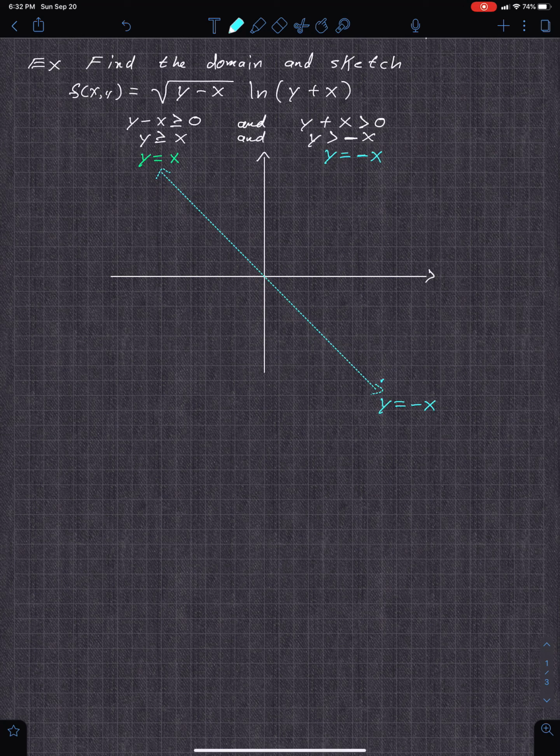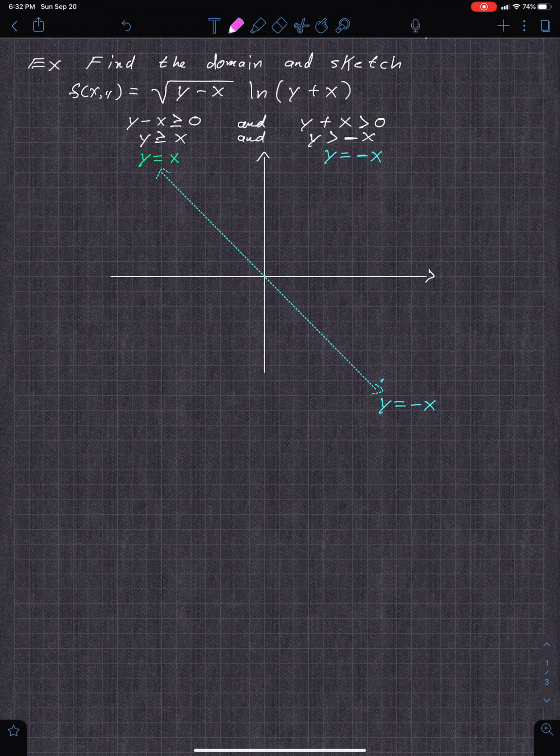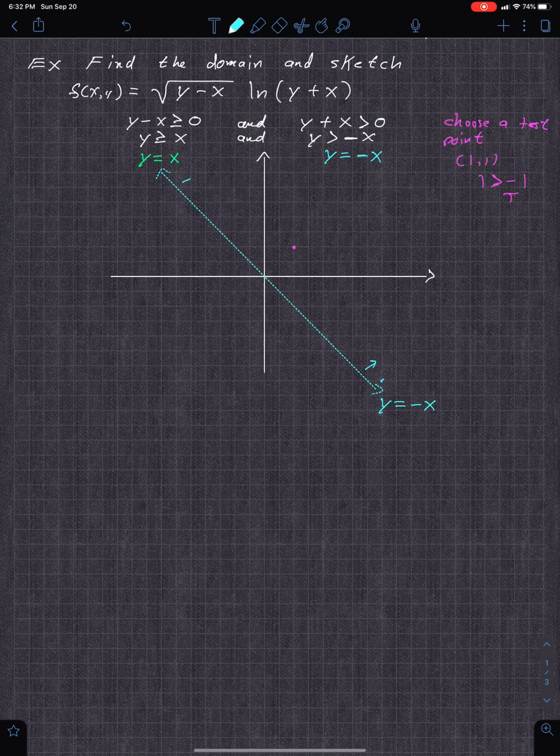So is that going to go up or down? You can always choose a test value. That's kind of your fail-safe, is choose a test point. You can't be on the line, but if you choose like 1, 1, is 1 greater than negative 1? And the answer is, of course, true. So you're going to shade that direction. So everything is this direction.